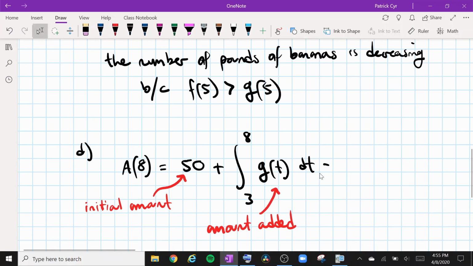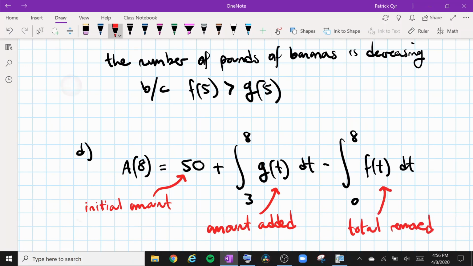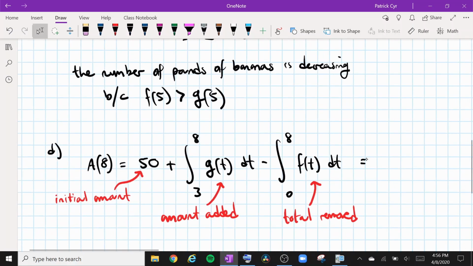And we are going to subtract the total amount removed. And this one actually starts at 0 because the customers are taking the bananas off right when t equals 0. So from 0 to 8 of f of t dt. And so this is the total removed. So if I want the total amount of bananas, I start with the initial amount. I add to the initial amount the total amount that are added onto the shelf, by integrating the rate g of t, and then I subtract the total amount that are removed by integrating f of t.